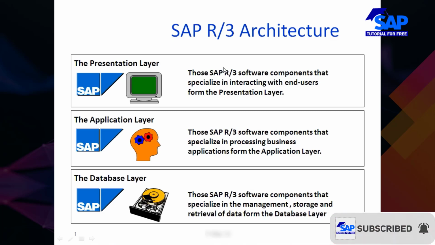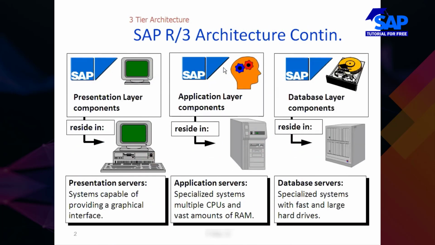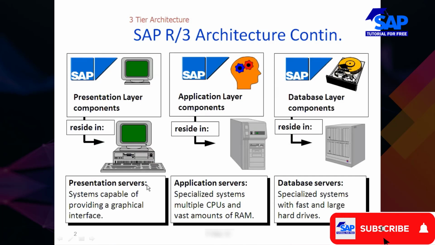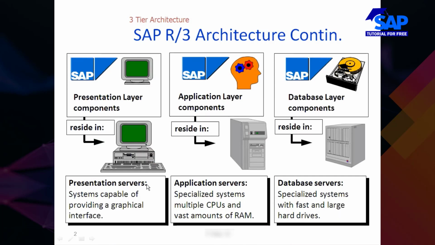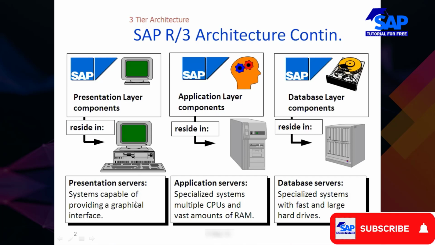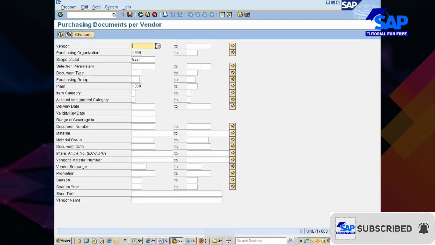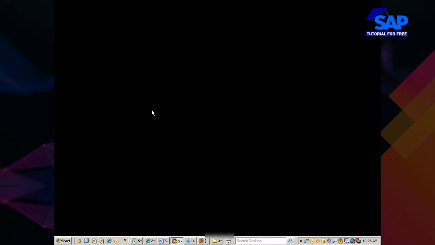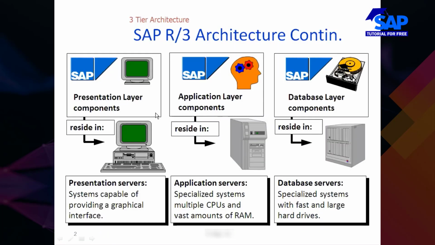Okay, so this is how the actual processing takes place behind the screens. As you can see here, presentation layer components reside in the presentation servers. What is a presentation server? It is nothing but my laptop, your laptop, or whoever is working with their own machine. Those systems are capable of providing a graphical interface. What do you mean by graphical interface? This is a graphical interface. Here the system is allowing me to enter data. This is called a graphical interface.